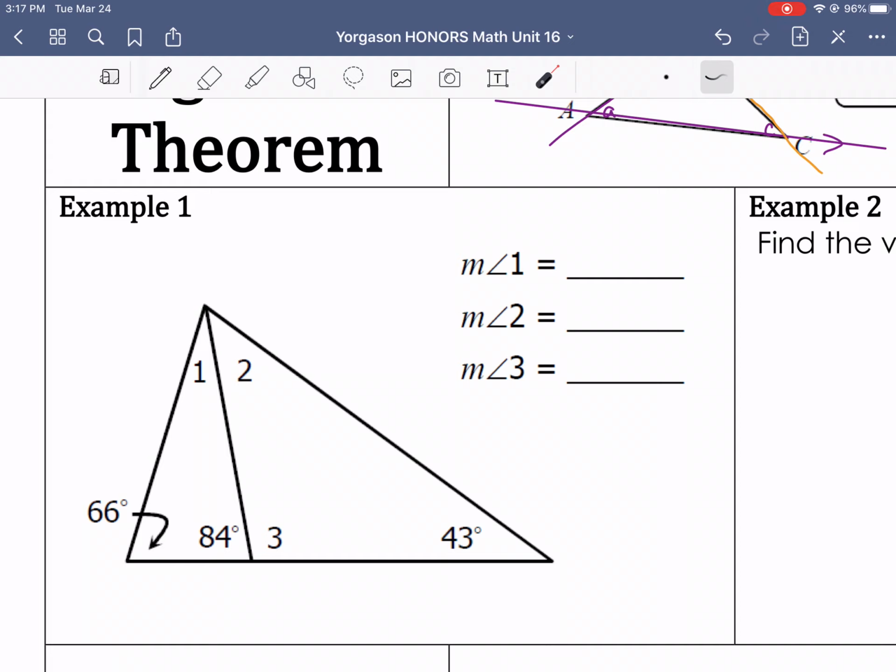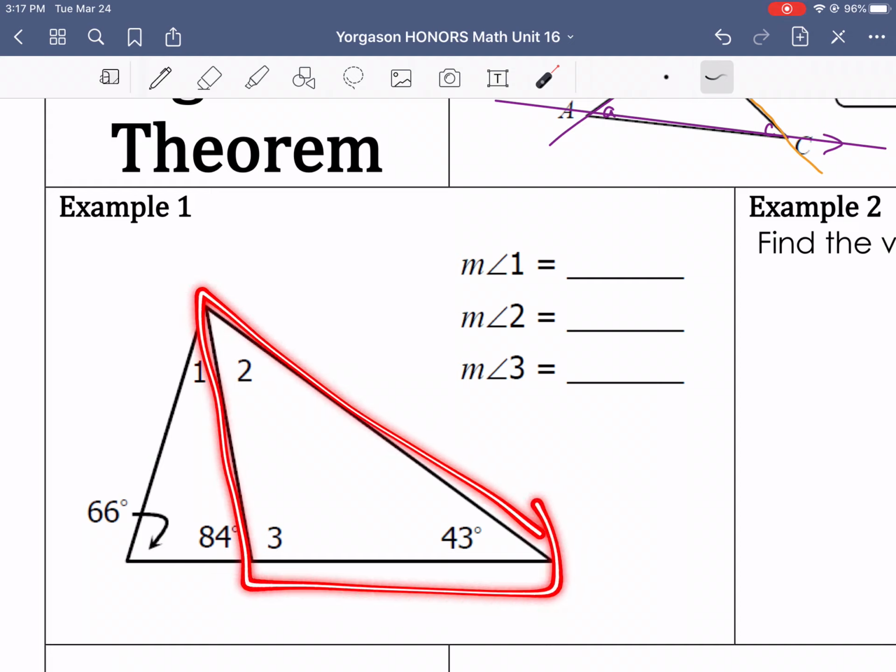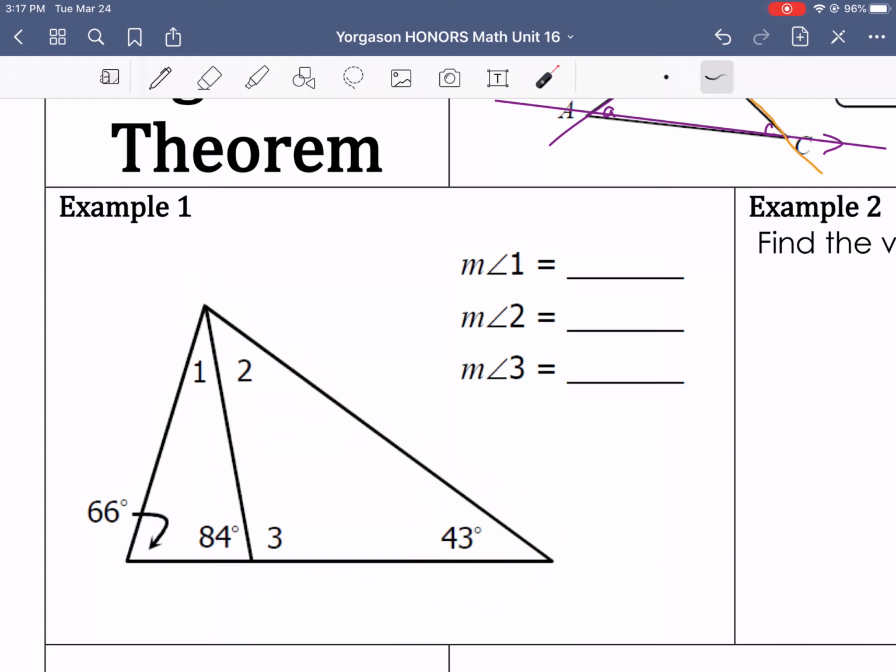If I look at this triangle, they've given one of the angles, but the other two are unknown, so that's not enough. But this triangle here on the left, they've given us two of the angles, so we can find the third one, right? If we take 180 minus 66 and minus 84, we would find that the remaining angle is 30 degrees. So the measure of angle 1 is 30.